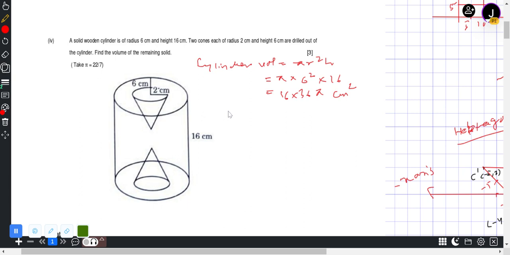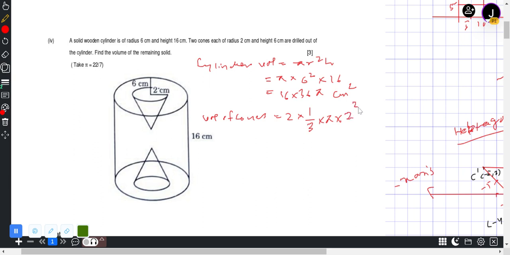Now what is the volume of the cone that has been dug out? So volume of cones, there are two cones, is equal to 2 into, because there are two cones, 2 into, what is the volume of a cone? 1 by 3 pi r square h. What is the radius of the cylinder?